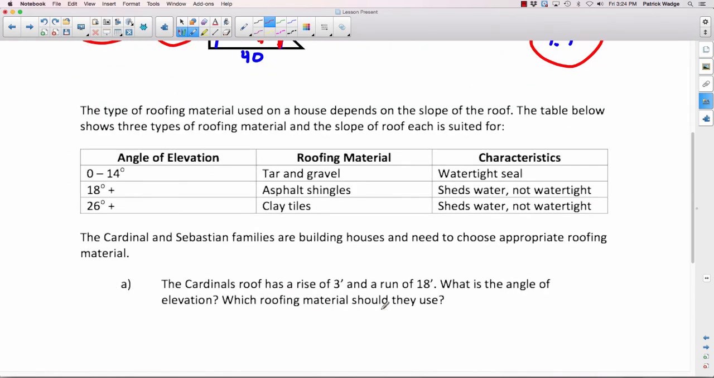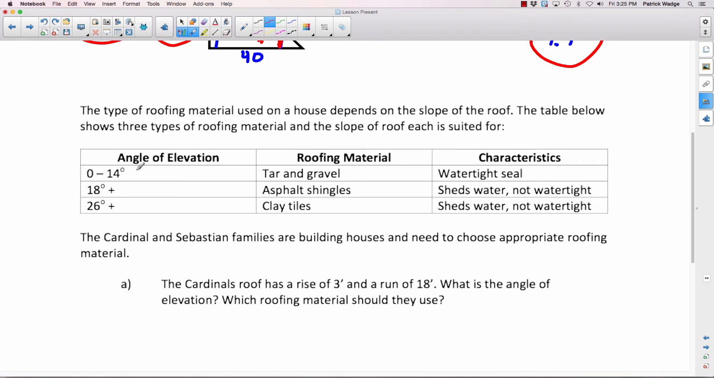Okay, last question. It's a long one to read. It's not too long to do, but it's a little bit long to read. The type of roofing material used on a house depends on the slope of the roof. So if your roof is steeper, has a higher slope, you might use different materials. The table below shows 3 types of roofing material and the slope of roof each is suited for.